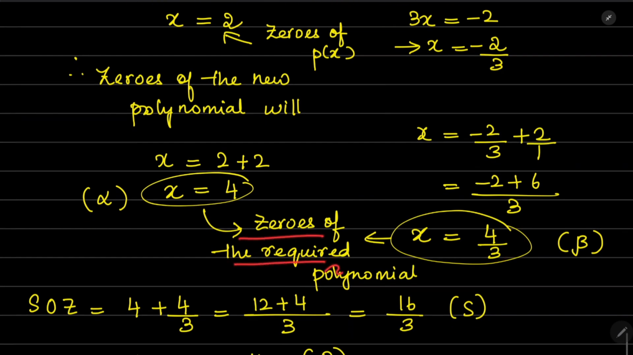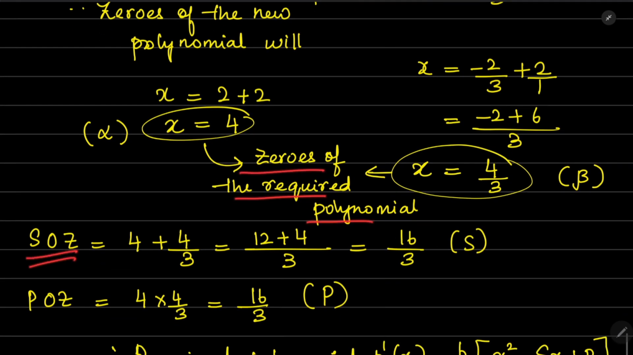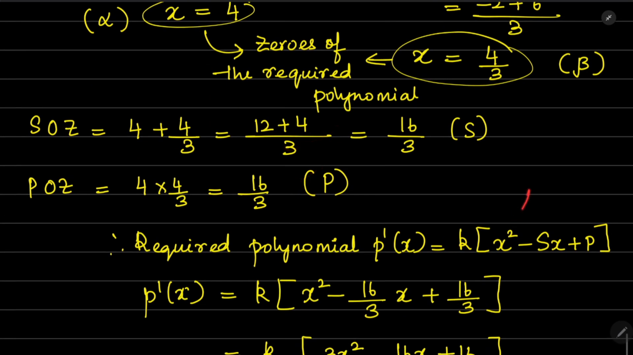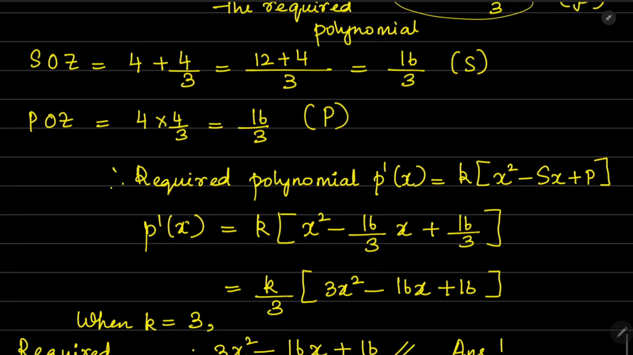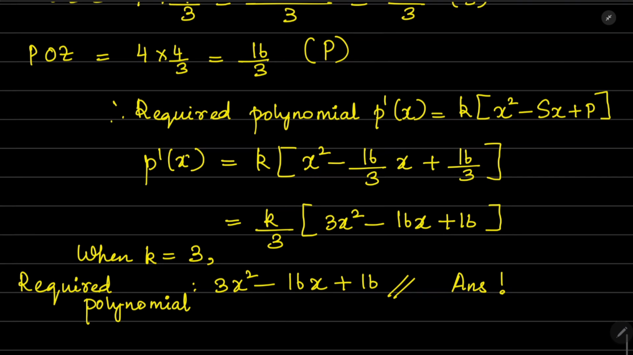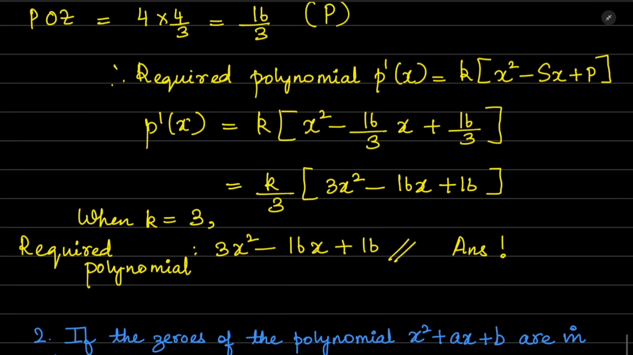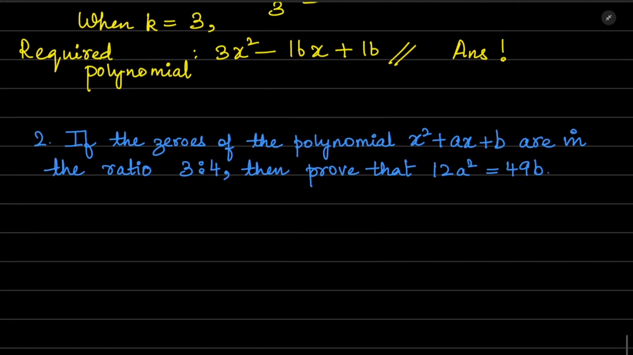Once you have got the zeros, you need to find the sum of the zeros, that is adding these two zeros, and also the product of the zeros. So once you get the sum and product, you have to remember this formula. That is, the polynomial will be k multiplied by x square minus sx plus p. Okay. That's all. It's a very easy question. 3-mark question. So, hope you understood. Let's move on to the next question.